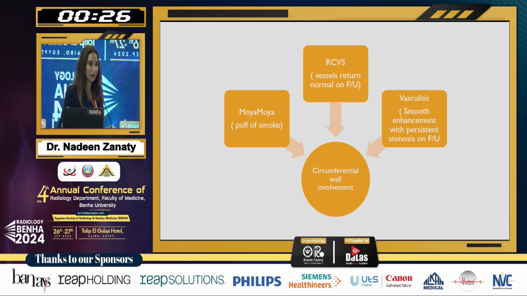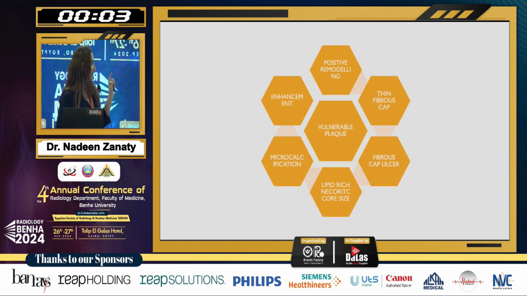So if I find circumferential wall involvement, the next thing is that I have to differentiate. So moyamoya, we only depend on the pattern of the puff of smoke and stenosis. And the reversible cerebral vasoconstriction syndrome returns to normal at the follow-up after 3 months. And the vasculitis is a smooth circumferential enhancement that will subside after 3 months after the treatment, but stenosis will still be present. And the last slide here is the vulnerable atherosclerotic plaque, which is more important.